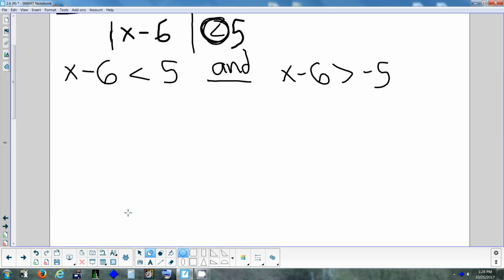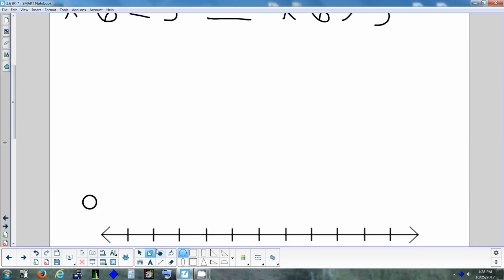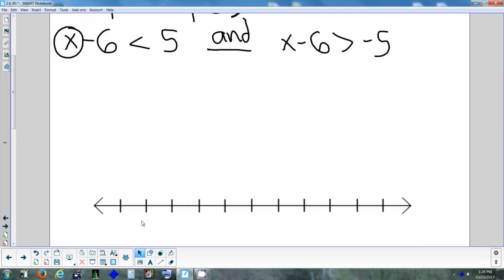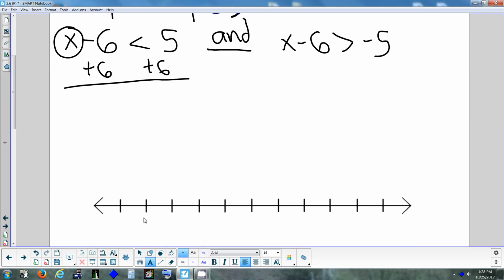Ginny, in this one right here on the left, what do you want to get by itself? X, right? So here's this getting stuff set up. I want to get x by itself. What do I do? Add 6 to both sides. Plus 6, plus 6. What do I get when I do that? X is less than 11, okay? That's okay, but I like the fact that you knew what you had to add, and that went down perfect.